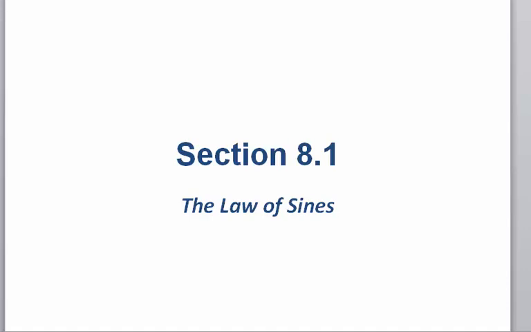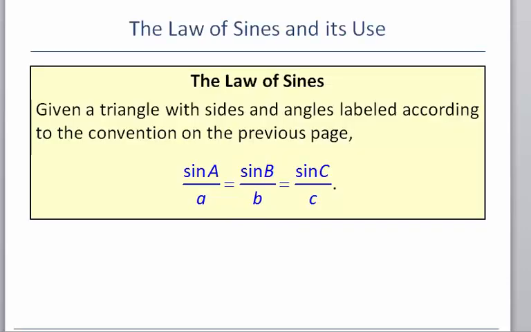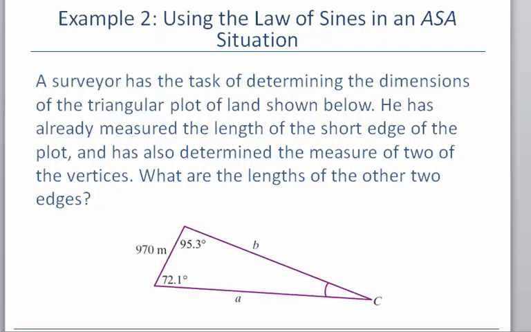We're now going to continue our discussion of the law of sines. Remember that the law of sines says that the sine of angle A divided by A is equal to the sine of angle B divided by B, which is equal to the sine of angle C divided by C. We're going to look in this presentation at several additional examples.